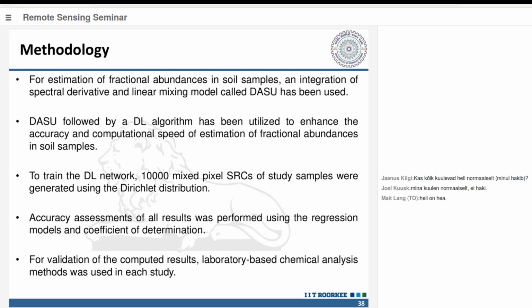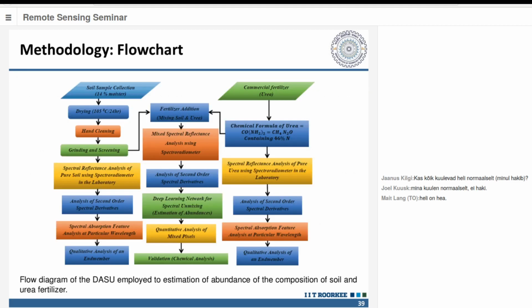To train the deep learning network, 10,000 mixed pixel spectral response curves of the study samples were generated using a heuristic distribution. Accuracy assessment of all results was performed using regression models and the coefficient of determination. For validation of the computed results, a laboratory-based chemical analysis method was used in each study. This is the flow chart of the research work which I have done.